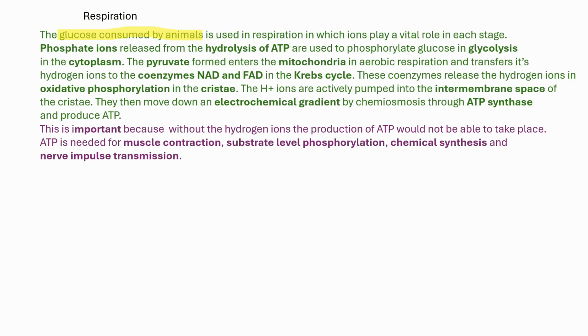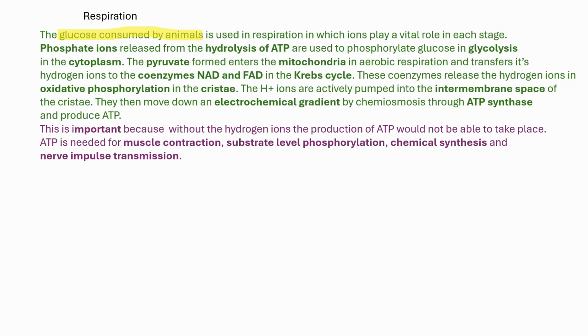The glucose consumed by animals is used in respiration, in which ions play a vital role in each stage of respiration. Phosphate ions released from the hydrolysis of ATP are used to phosphorylate glucose in glycolysis in the cytoplasm. Here I've just tried to put some words in bold to give you an idea of how these paragraphs are really hitting the content. And respiration and photosynthesis are great for hitting detailed A-level knowledge because there are so many key terms. So I really love those if I can work them into any essay.